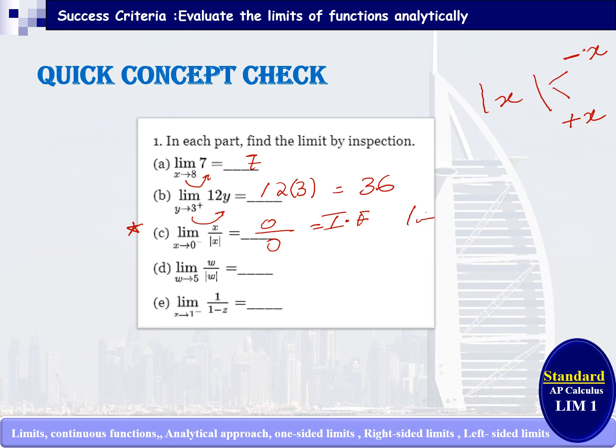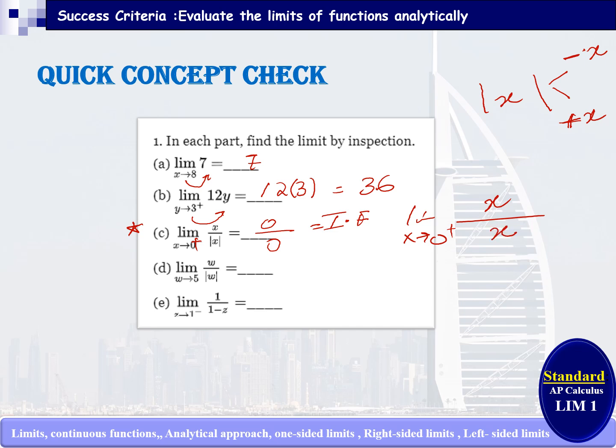What is the dividing out technique? If I have to find the limit as x approaches 0 from the right side, where I don't have the absolute value, I write it as it is. Where I have the absolute value, right side means without the modulus sign, I have to write the x.